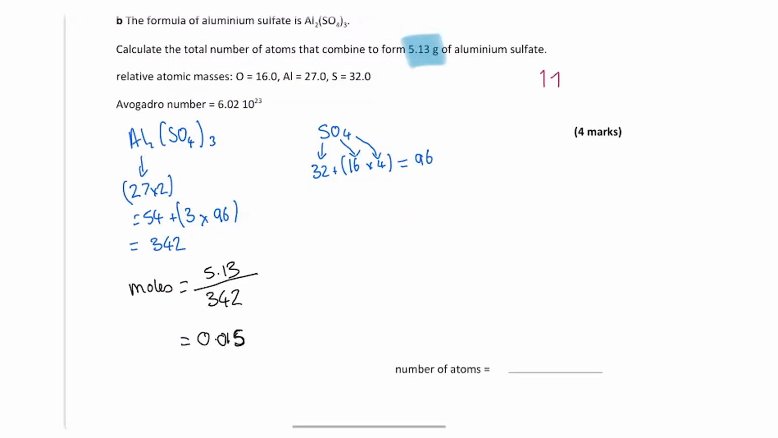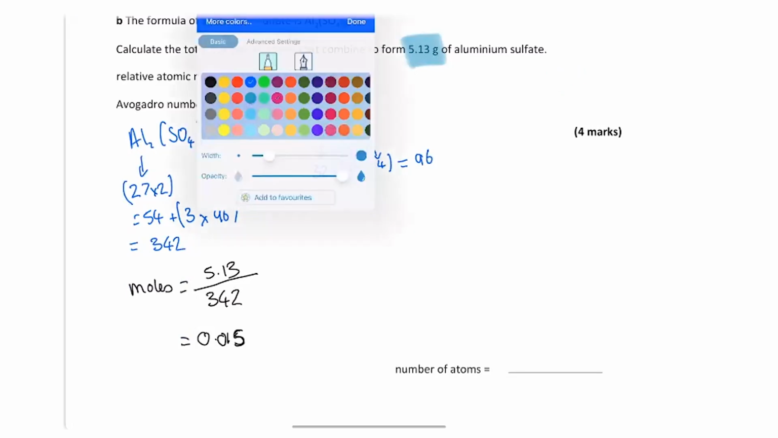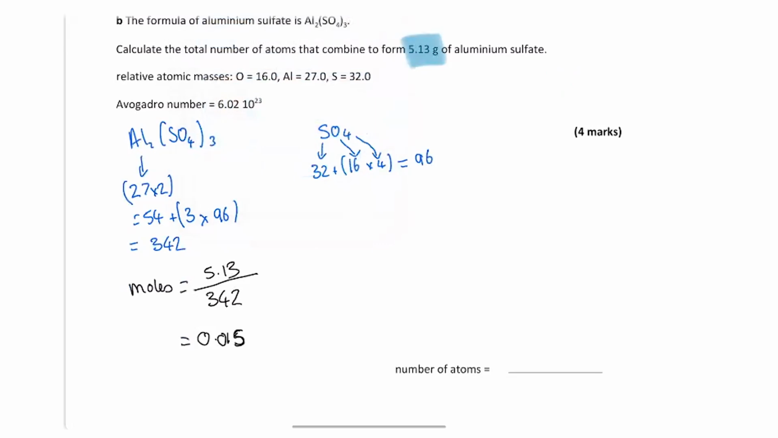For example, what number's that? Is that a 6 or is that a 0? So please, nice clear numbers in the exam. So we've got our first 2 marks. We've worked out the MR and then we've worked out the number of moles.